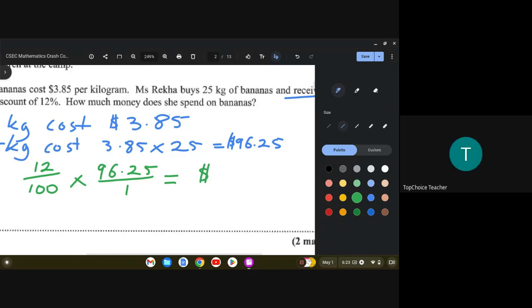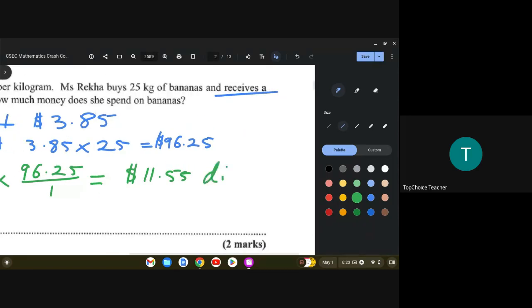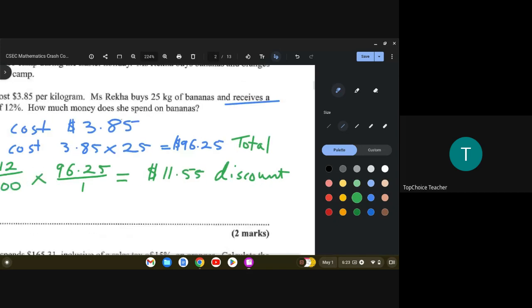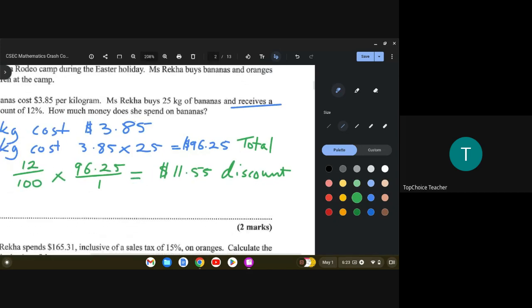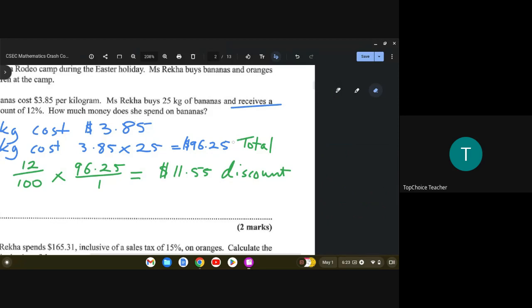$11.55. Very good. That is true. It will give you $11.55. This is the discount. This here was the total. How much money does she spend? So if you go to buy something, and this total is the actual cost. Let me increase the size of this. This is the actual cost here. And they tell you you're getting an $11.55 discount. Would you add this discount, or would you take it away from the actual total price?